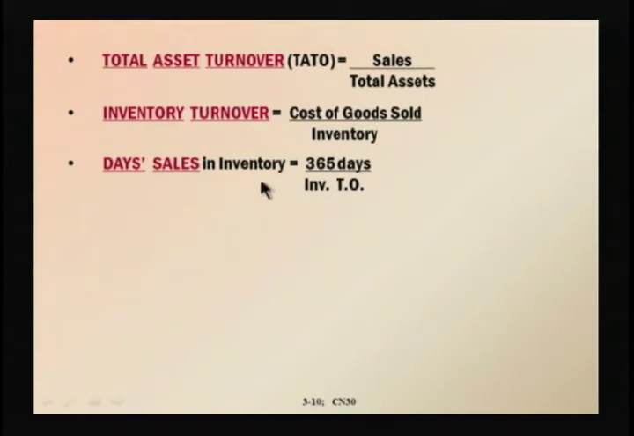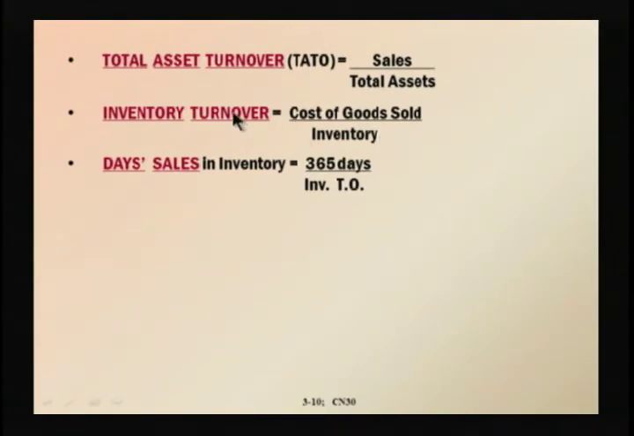Days sales in inventory is one of those ratios that is inversely related to another ratio. In this case, inventory turnover, which is cost of goods sold divided by inventory, is inversely related to days sales in inventory. In other words, the more times you turn over your inventory during a given year, probably the fewer days worth of your sales you actually have in your inventory. To calculate days sales in inventory, we take the 365 days in 1 year and divide by our inventory turnover, which is the cost of goods sold divided by inventory.